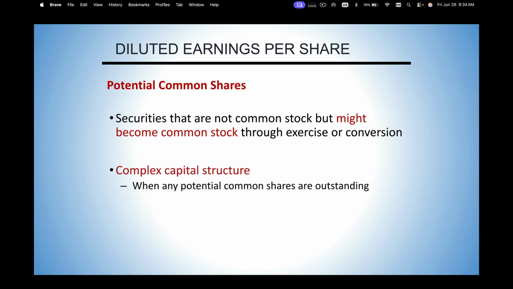Now, with diluted earnings per share, this includes securities that are not common stock, but could become common stock through exercise or conversion at the decision of the holder of those securities. This is what we refer to as a complex capital structure, and that means we have potentially diluted common shares or potential common shares that are out there.